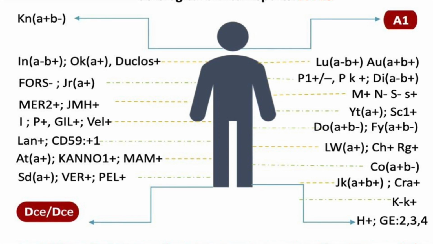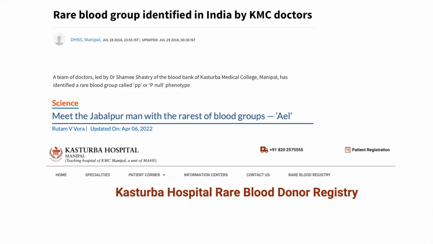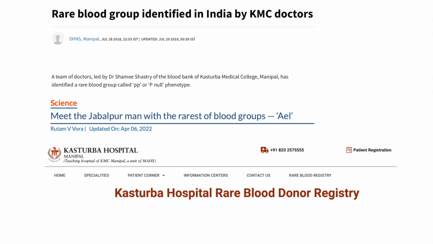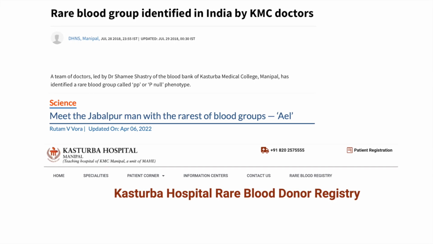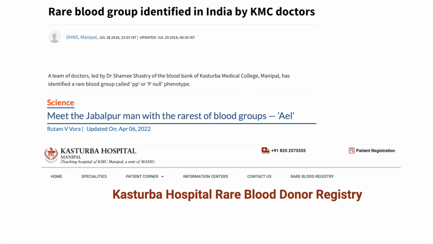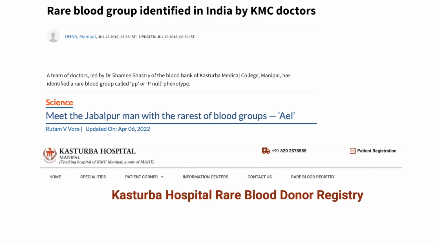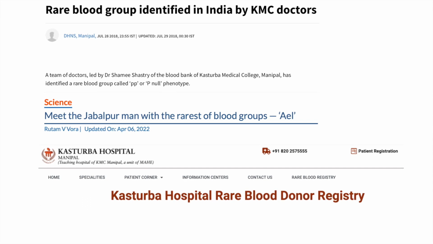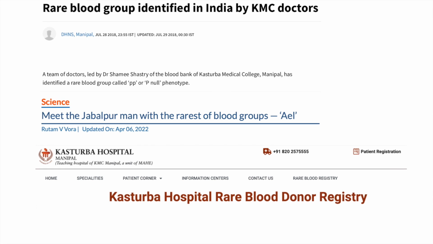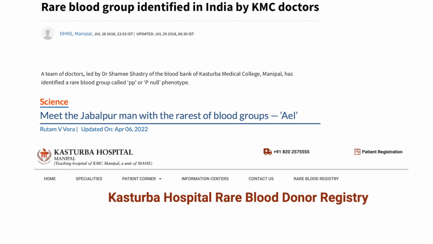Now coming to the point of how rare these rare blood groups are in India. Within the last 4 years, a few rare blood groups have been reported in India. In 2018, the P null phenotype was identified by a group of doctors from the Kasturba Medical College in Karnataka, and this year, a few months back, the rare AEL blood type was reported for the first time in India from Shalby Hospital in Ahmedabad.